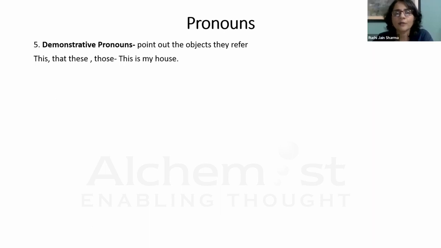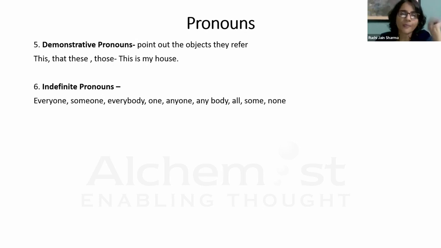Now, demonstrative pronouns, they point out the objects that they're referring to. So this, that, these, those, they are called demonstrative pronouns. So this is my house. Okay? Then indefinite pronouns, ये बहुत important category है क्योंकि ये rules में आता है. ठीक है? Indefinite pronouns is when I'm not talking about anybody in particular. So everyone, someone, everybody, one, anyone, anybody, all, some, none. These are all indefinite pronouns. Okay?